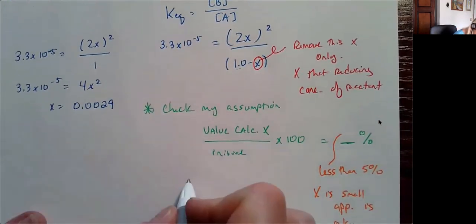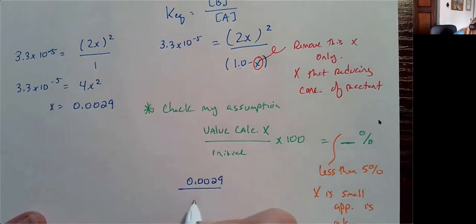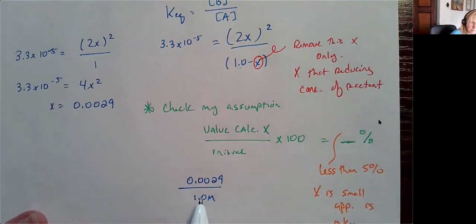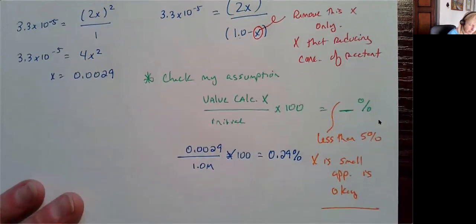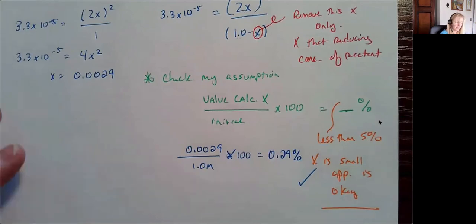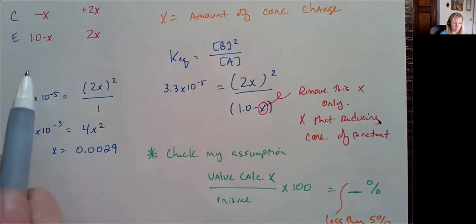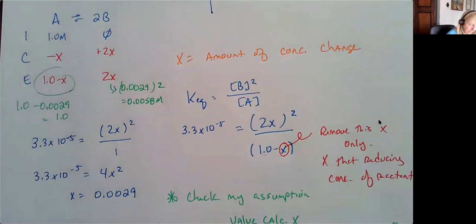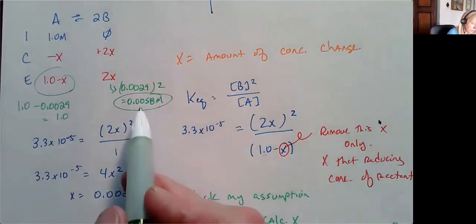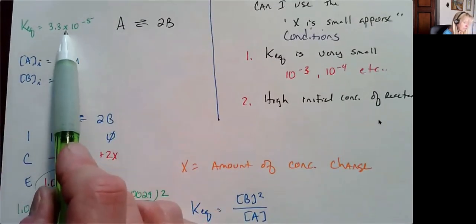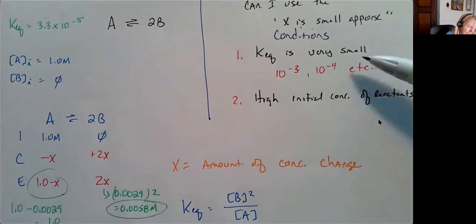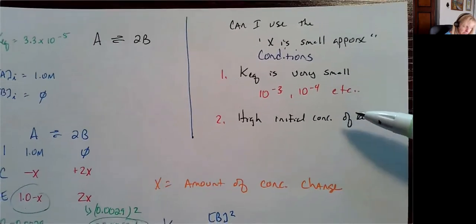So I'm going to take my 0.0029, divide it by 1 molar because that was my initial concentration of A, and then multiply this whole thing by 100, and that's going to give me 0.29%, which is less than 5. So that means that my x small approximation was okay. Now I'm going to go back up and figure in my equilibrium concentrations. So that's my equilibrium concentration of my product, which is really small, which I would expect because I have a really small equilibrium constant. So in this case, if I have these conditions here, I can use that x small approximation.